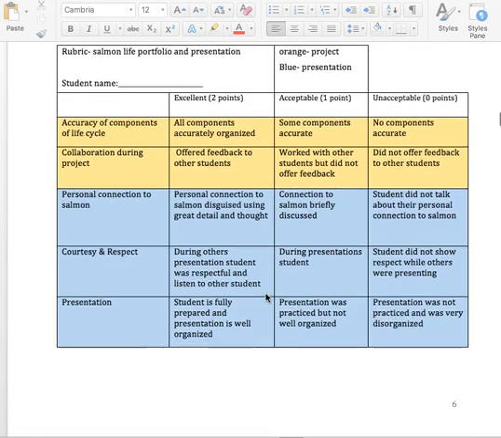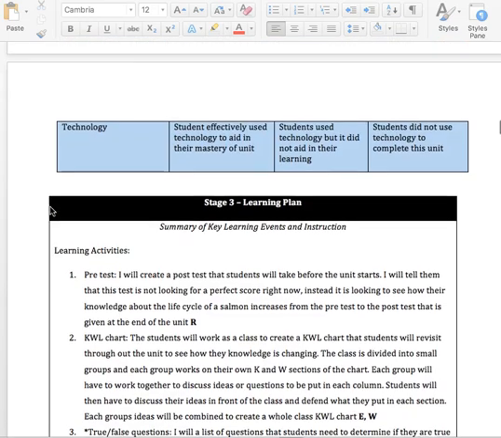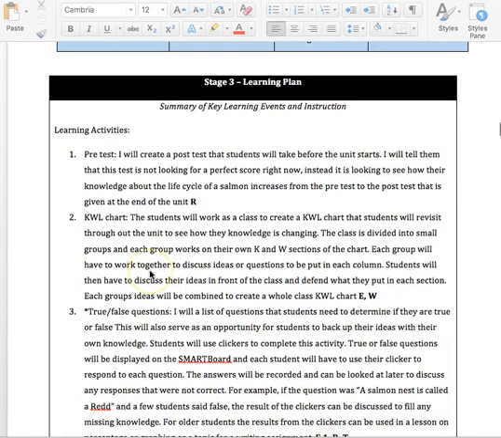This is a rubric that will be used to grade their life cycle portfolio and their presentation. The orange ones focus on the project aspect of the final project, and the blue ones correlate to either courtesy and respect, and then their presentation. And then there's also a technology piece hiding down here.